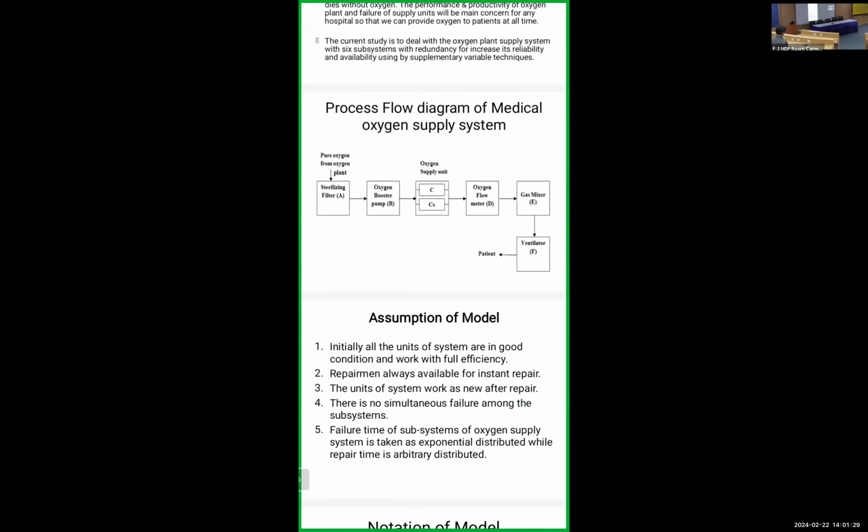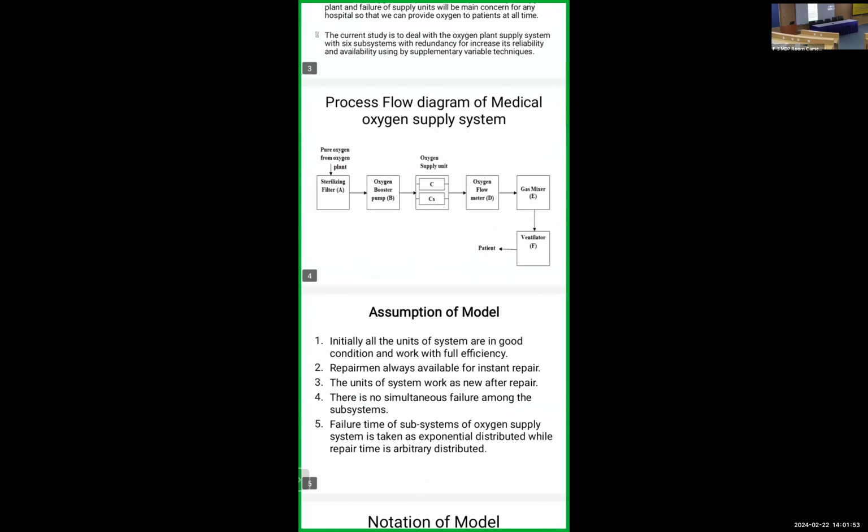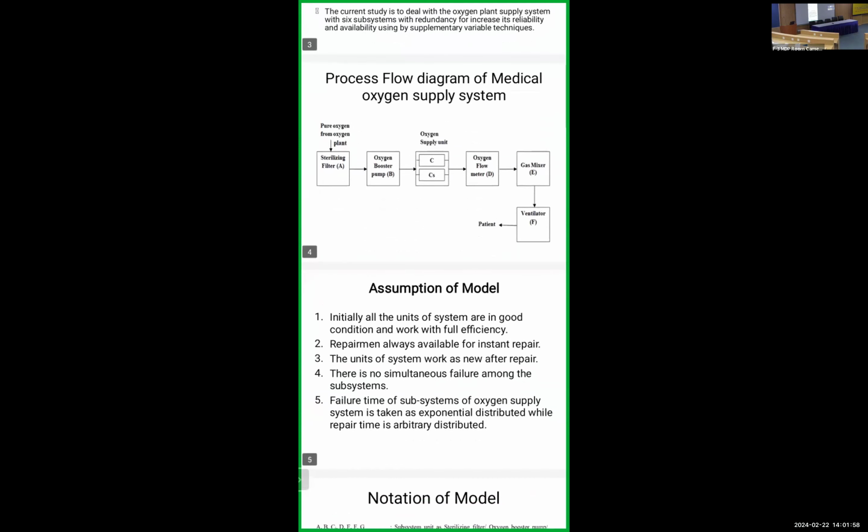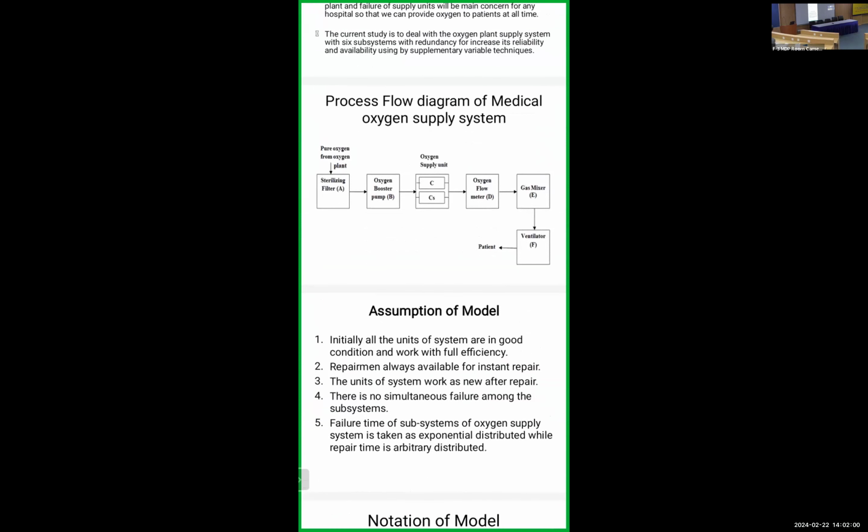This is a process flow diagram for the medical oxygen supply system. We have six subsystems in this flow diagram. First is a sterilizing filter. Sterilizing filters mainly help to remove microbacterial particles from the oxygen gas, which we get from the oxygen plant. It is basically 99% pure oxygen.